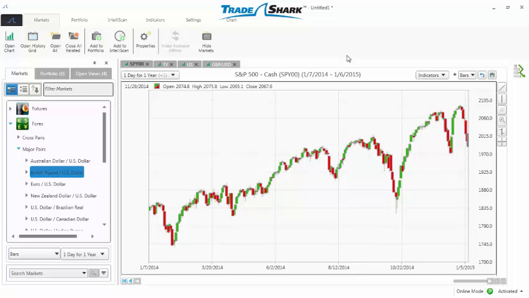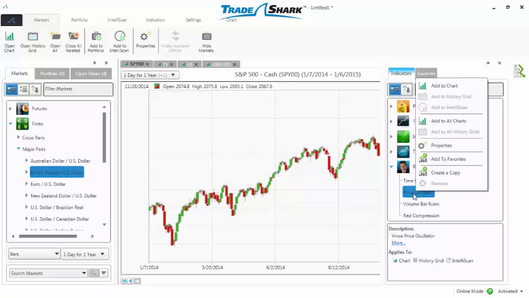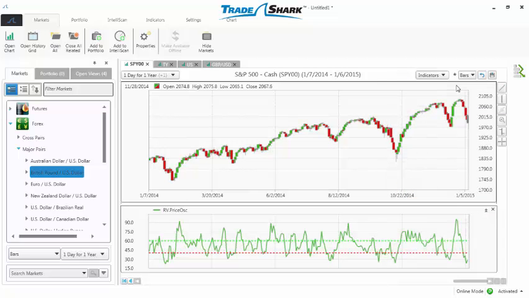Here's how to use this indicator. Here we are looking at the S&P for the last year. And I'm going to go add the price oscillator without changing the basic parameter. It has one parameter, the length of periods used in the formula, which defaults to 4, and I'm leaving it at that.